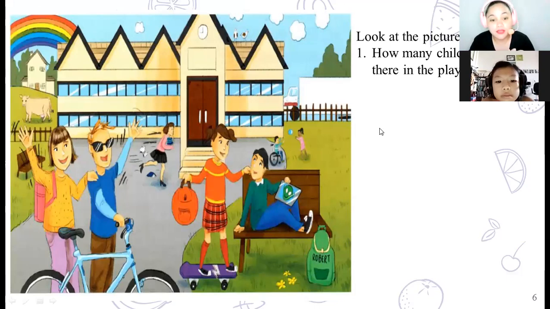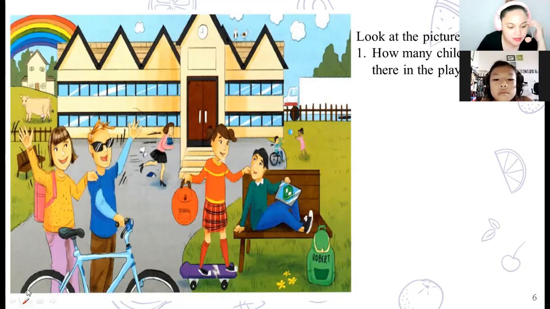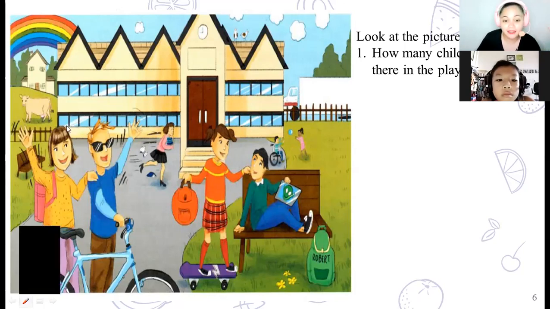How many children are there in the playground? Eight. Is that eight? Yes. Oh, wait a minute. Children, huh? 1, 2, 3, 4, 5, 6. Are you sure it's eight? You count it. Oh, how many? Seven. Are you sure? No, it's only six, okay? It's only six because the other one is a grown-up already. Grown-up means it's an adult, okay?